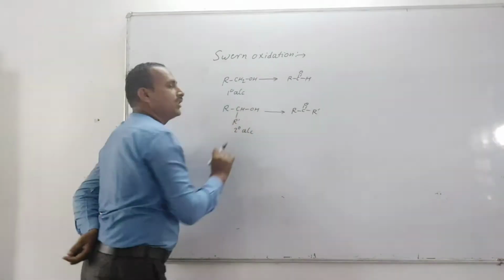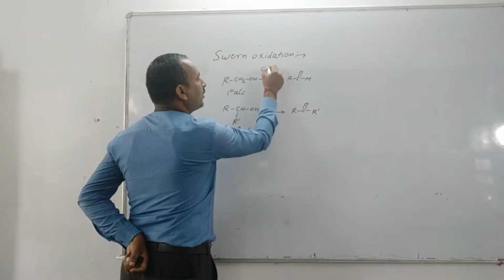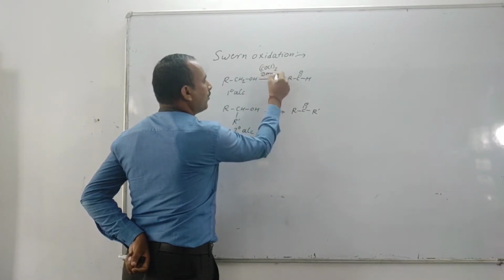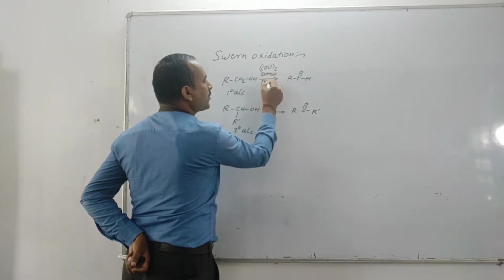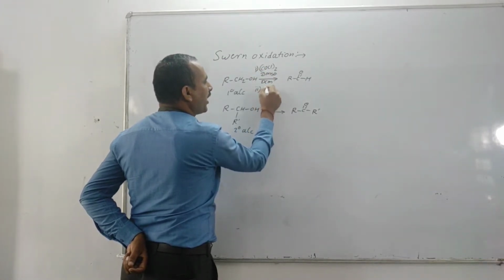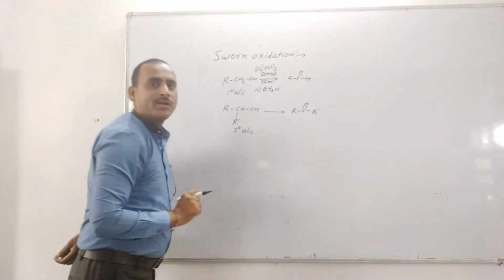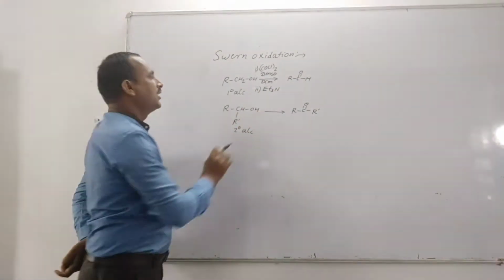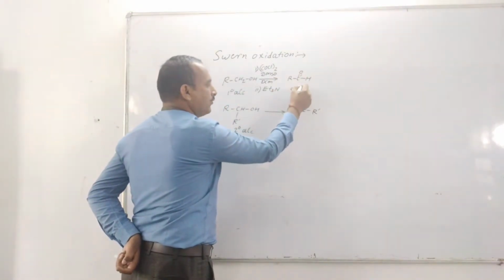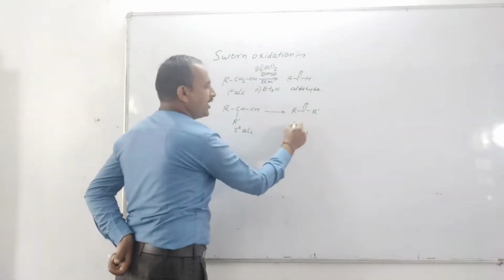Now this oxidation is carried out by using oxalyl chloride, DMSO in DCM solvent in the first step, and in the second step by using triethylamine as a base. The primary alcohol is oxidized to an aldehyde, and the secondary alcohol is oxidized to a ketone.